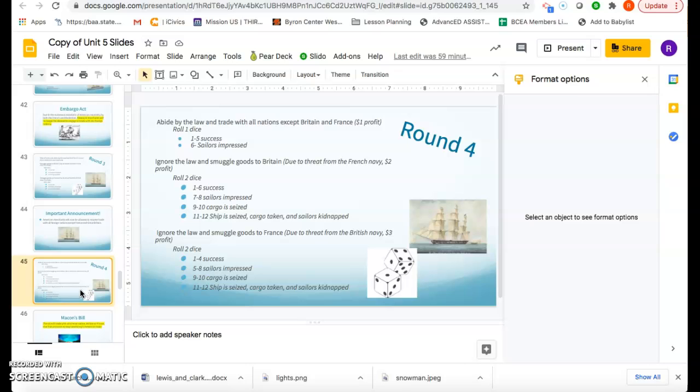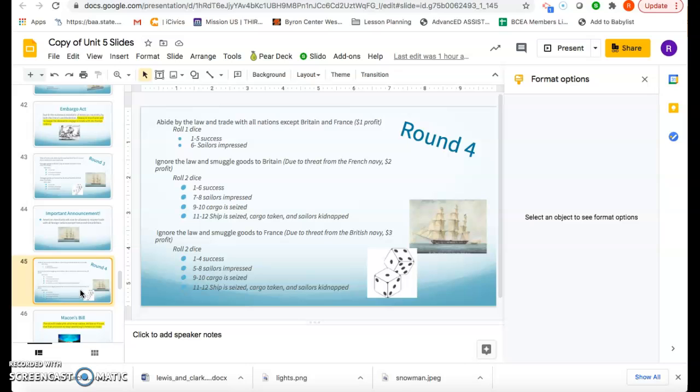Are you going to abide by the law and trade with all nations except Britain and France? That's a $1 profit. Roll 1 dice. 1 through 5 is a success. 6, sailors are impressed. Are you going to ignore the law and smuggle goods to Great Britain? Due to the threat from the French Navy, $2 profit. But now there's a catch. 1 through 6 is a success. 7 through 8, your sailors are impressed. 9 through 10, your cargo is seized. But if you roll an 11 or 12, your ship is seized, your cargo is taken, your sailors kidnapped, and you are bankrupt and out of the game.